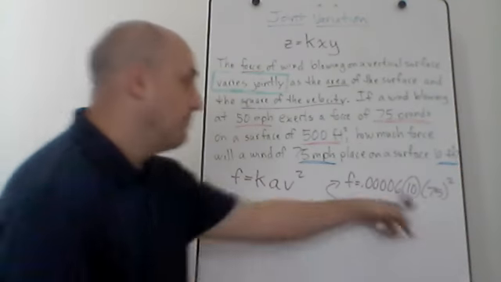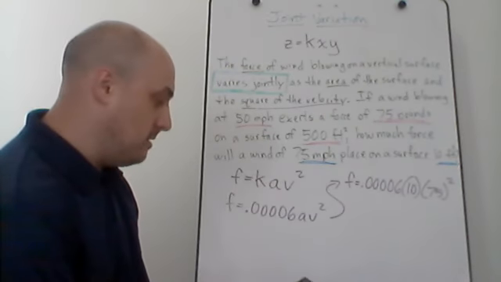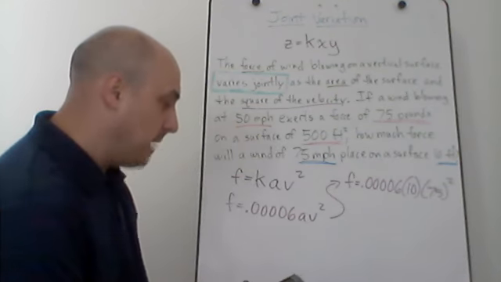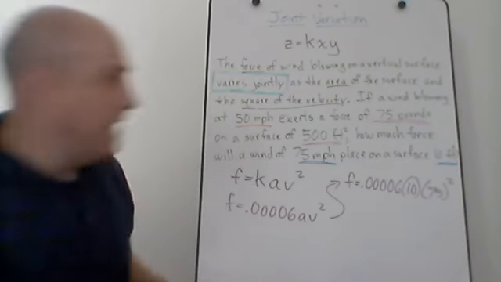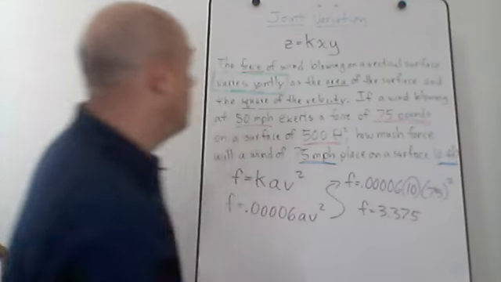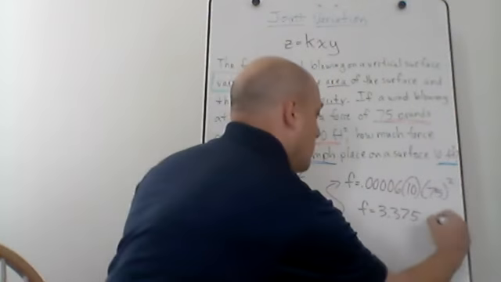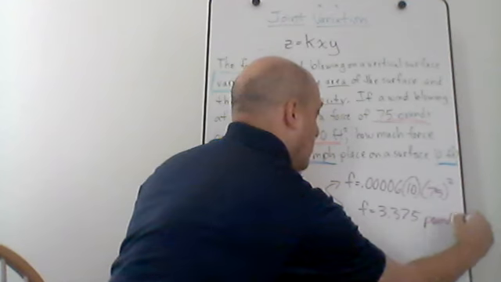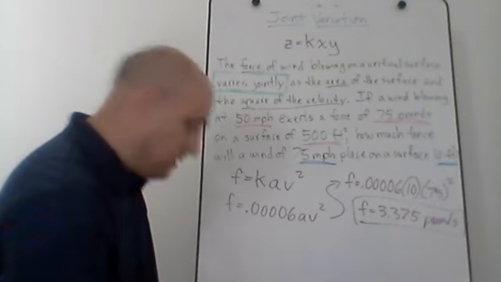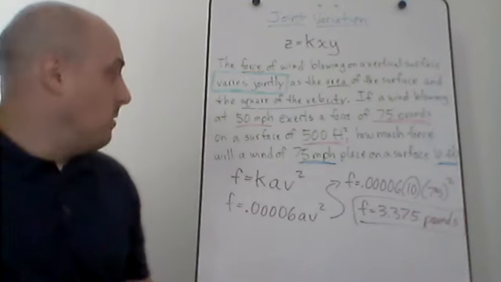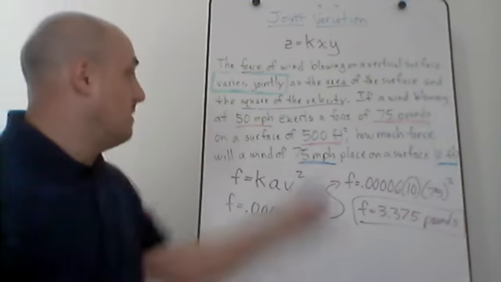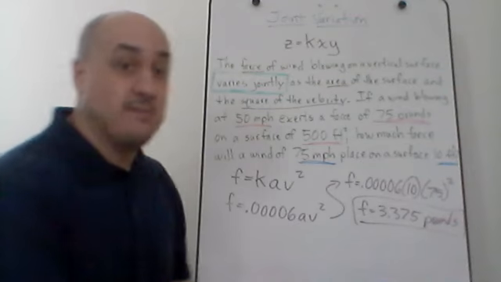All right, so now I'm just going to go to my calculator. I'm going to type in 0.00006 times 10 times 75 squared, and that comes out to 3.375. Right, so my force is 3.375. And my force up here was measured in pounds, so this is also going to be measured in pounds. Right? Whatever the units were on the numbers that they gave us, we use the same units when we get our answers. All right, so we've got there a force of 3.375 pounds is the force on this vertical surface of 10 square feet when the wind is blowing 75 miles per hour.